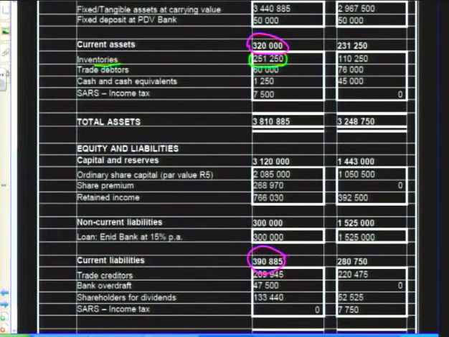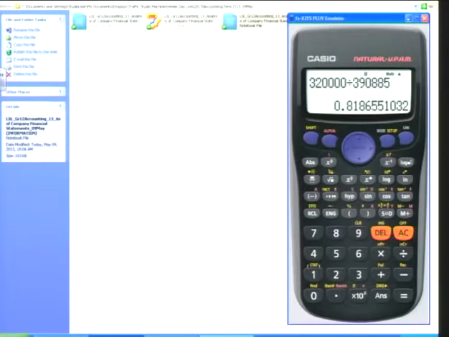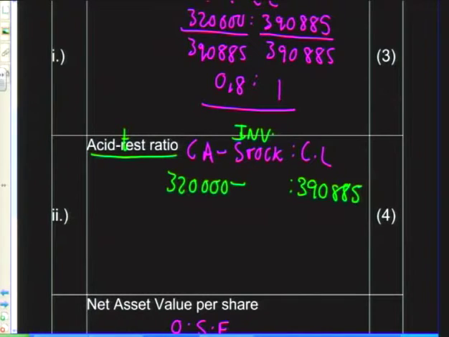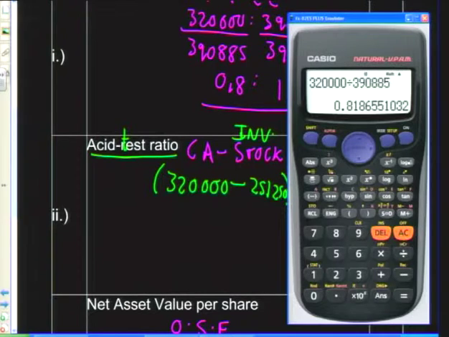Okay, 251,250. So let's take that. Okay, wrong slide. There we go. So we're going to subtract that inventory amount that I've just read out. 251,250. Okay, let's make the writing a bit smaller there. Right, let's now work out this ratio. So remember, this calculation needs to be done first. So let's get the calculator out again.